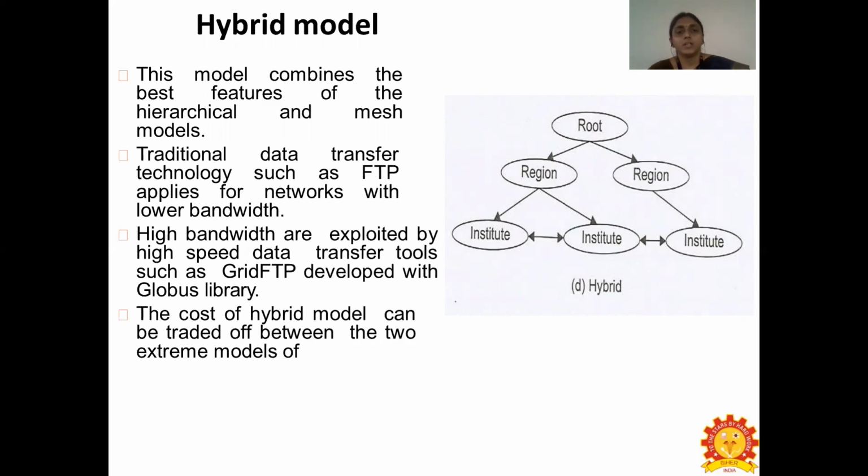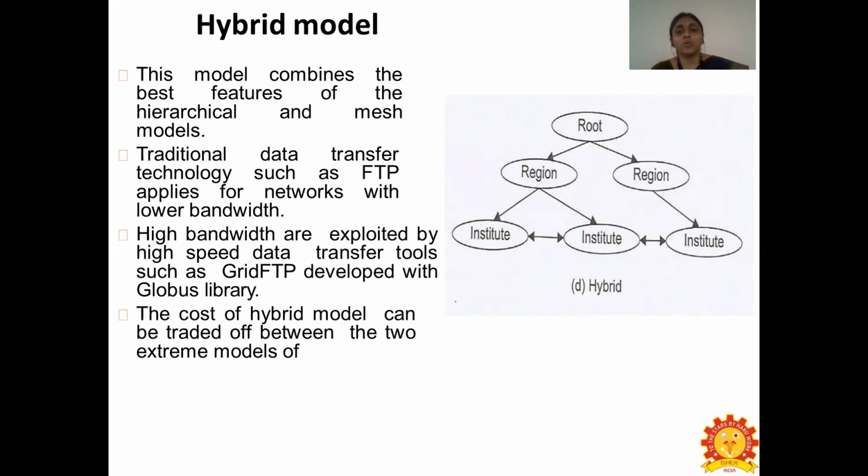Always, the traditional data transfer technologies we all know, such as HTTP and FTP, are applied for networks with even lower bandwidth. The high bandwidth networks are exploited by high speed data transfer tools such as GridFTP, developed with the Globus library. And here the cost of the hybrid model can be traded off between the two extreme models of the network. And you can see here the diagram which combines the hierarchical model and the mesh model.